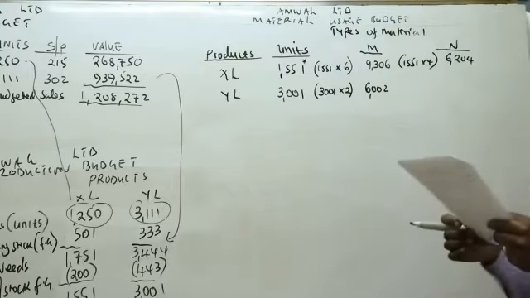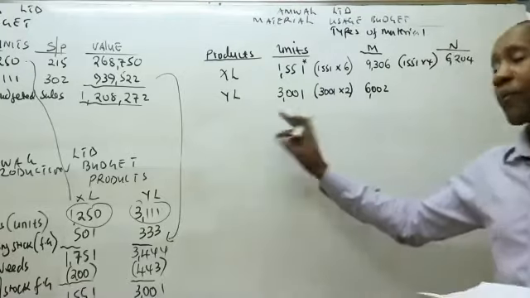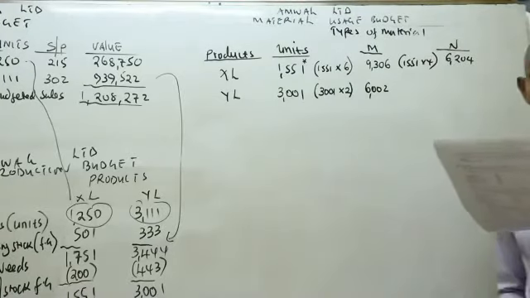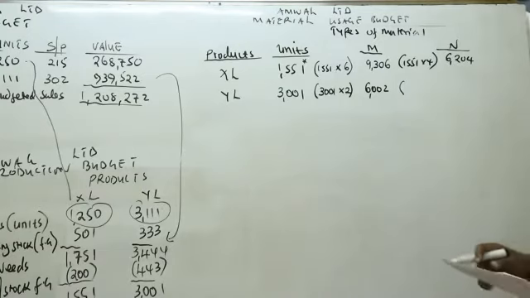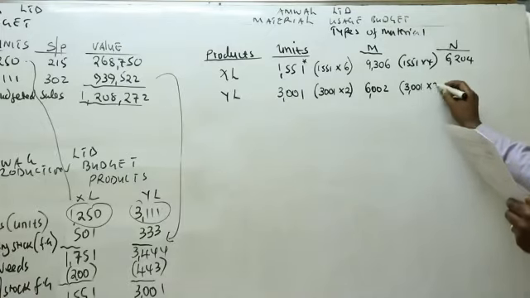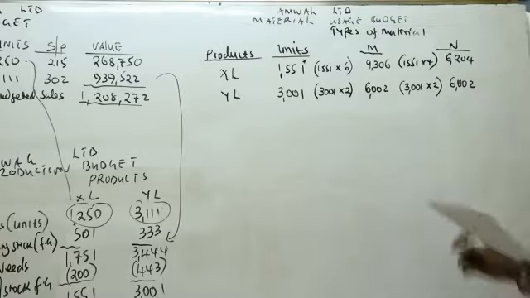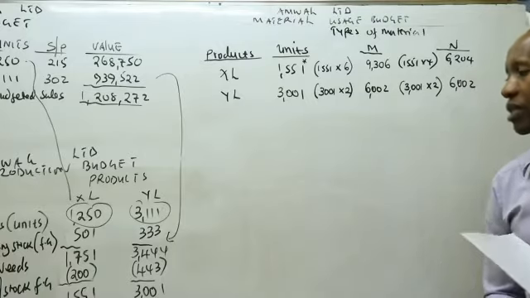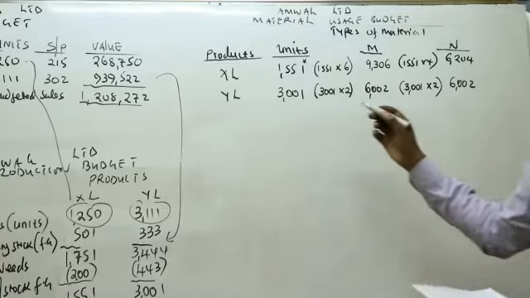Lastly, to produce 1 unit of YL, we again require 2 units of N. So this will be 3001 again times 2, which will still be 6002.